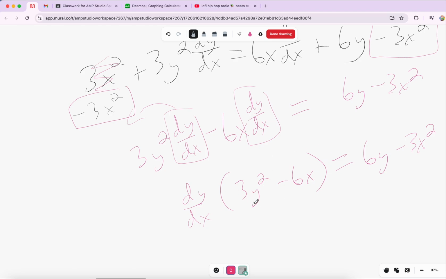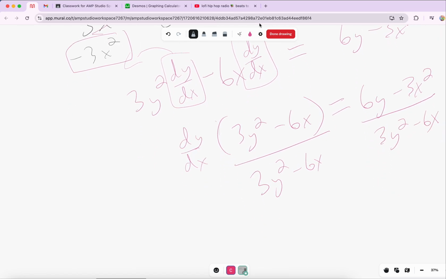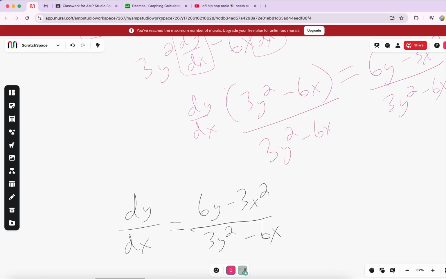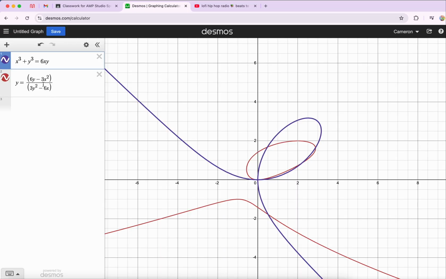How do I get rid of this whole term? Well, it's being multiplied by dy/dx, so to do the inverse, I just divide by that whole term, 3y squared minus 6x, on both sides. To rewrite this a final time, dy over dx equals 6y minus 3x squared over 3y squared minus 6x. And is that our answer? Yep, that's our answer. I come back here, and that is the derivative of this function.